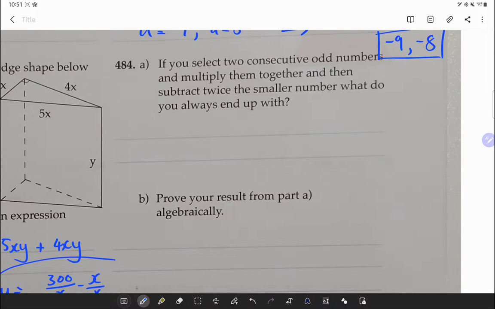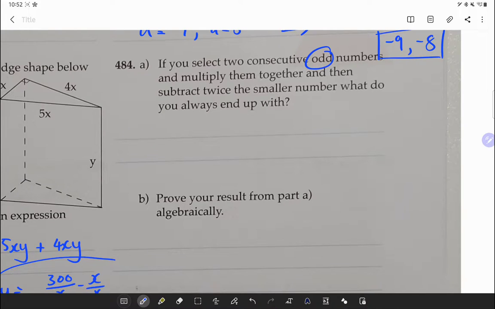484. A, if you select two consecutive odd numbers and multiply them together, and then subtract twice the smaller number, what do you always end up with? Okay, let's think about that. Let's think of two consecutive odd numbers. Let's stay in the positives. Like 1 and 3.